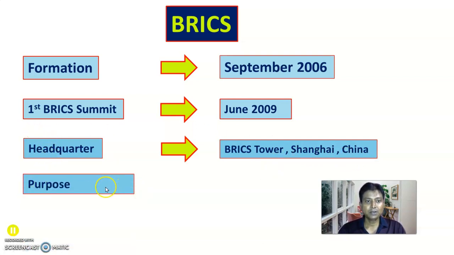And the purpose of the BRICS is political. Their goal is sustainable development and global peace, and to cooperate with each other's countries economically, culturally, and technically. So students, you just go through the information and write down this information in your notebook.